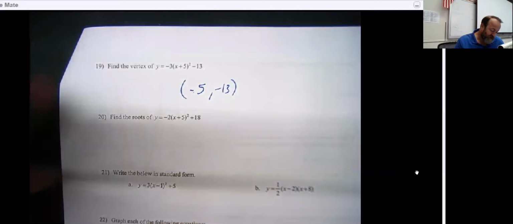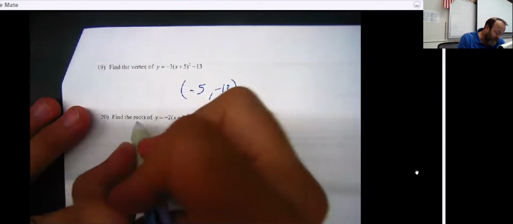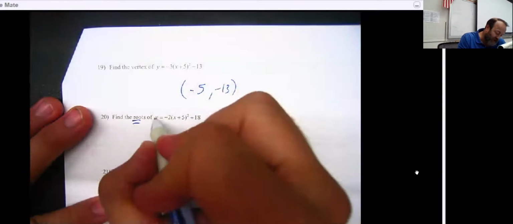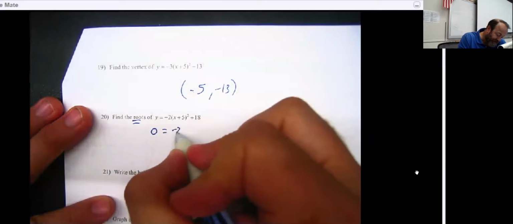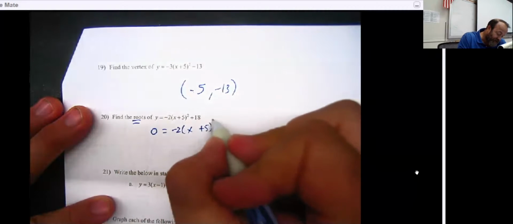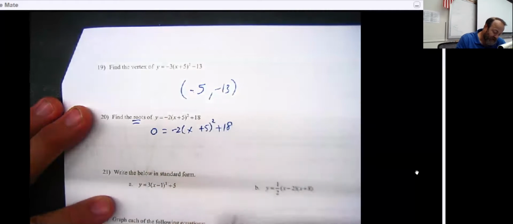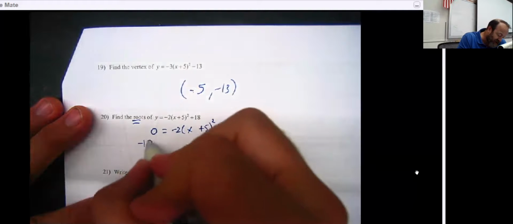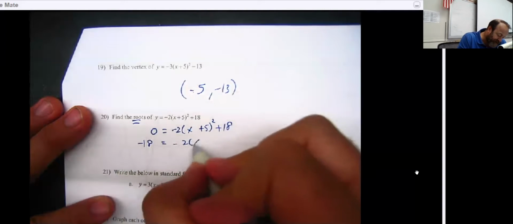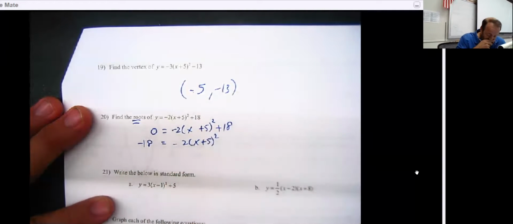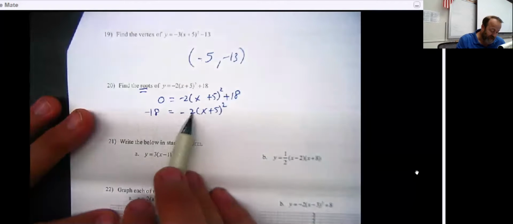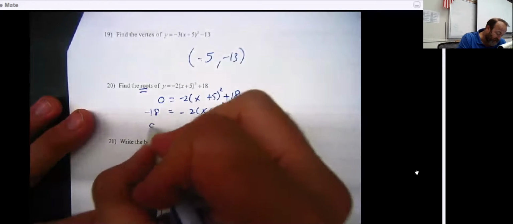And the last one for this video, finding the roots of the problem. Finding the roots is equivalent to saying find out when y is 0. So what I see is let's move the 18 to the other side by subtracting it. And I think most of you would probably realize we would want to divide by -2 to make this a little bit prettier.